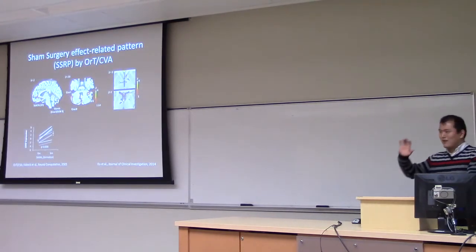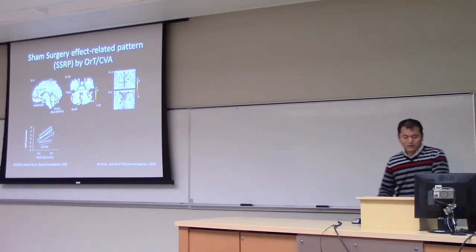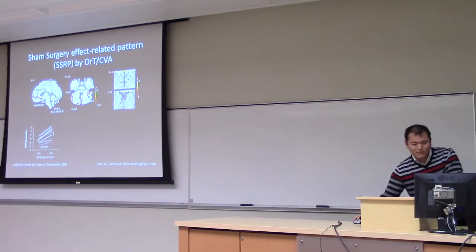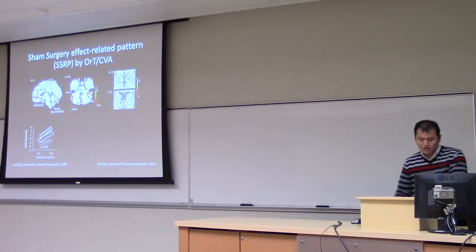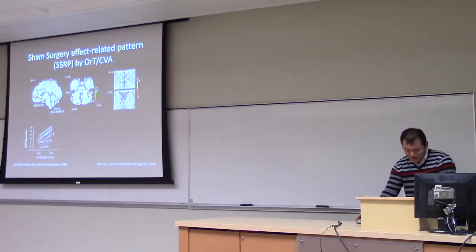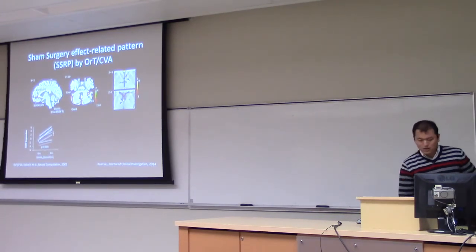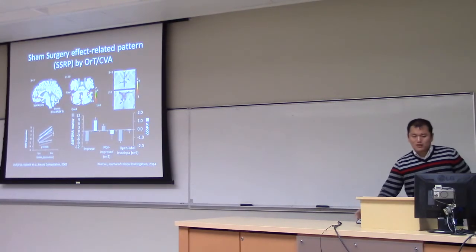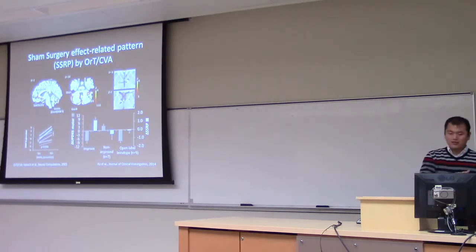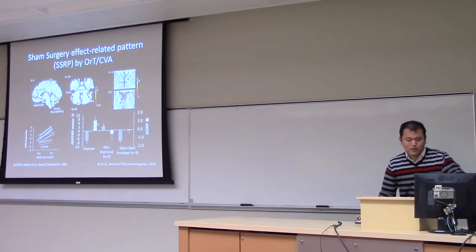First we characterized this using another principal component analysis, ordinal canonical variate analysis. We characterized this pattern that has some hypermetabolism in the subgenual anterior cingulate, cerebellum, etc. And then we named it the sham surgery effect-related pattern, SSRP. As you can see, the patients who benefited from this sham surgery had monotonically increased SSRP expression, and that was also the case in the patients who were not involved in this pattern derivation. So this is the training set, this is the testing set, and it's uniformly increased.